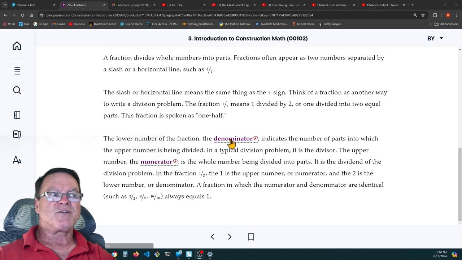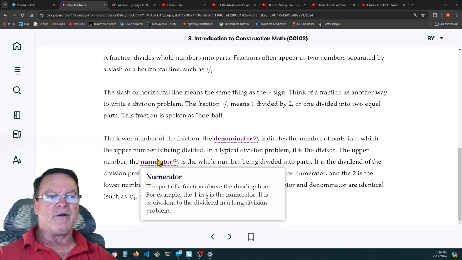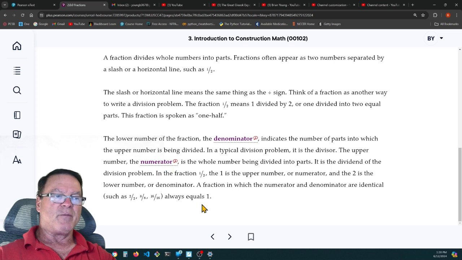So the lower number of a fraction is called the denominator. Denominator is the part of a fraction below the dividing line. For example, the 2 in 1/2 is the denominator. It is equivalent to the divisor in a long division problem. The numerator is the part of a fraction above the dividing line. For example, the 1 in 1/2 is the numerator. It's equivalent to the dividend in a long division problem. So it's 1 divided by 2 or 1 divided by 3, or numerator divided by the denominator.